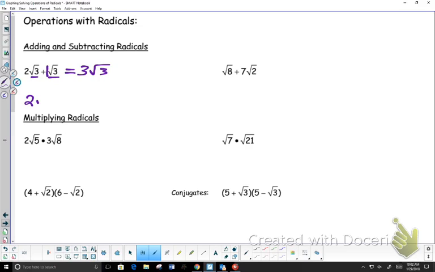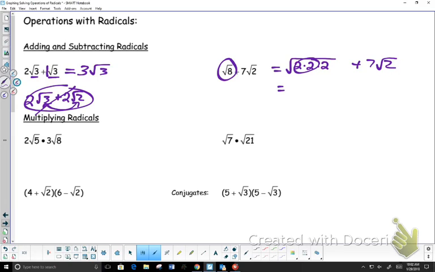However, if I had 2 of the square root of 3 plus 2 of the square root of 2, you'll notice these two are not like. They're not the same. That's the like term you're looking for. The number that is underneath the radical must be the same for you to be able to combine them. This one, there would be no combining. It would be done just like it is. So this one over here, I'm going to have to simplify a little bit. Square root of 8 is 2 times 2 times 2.